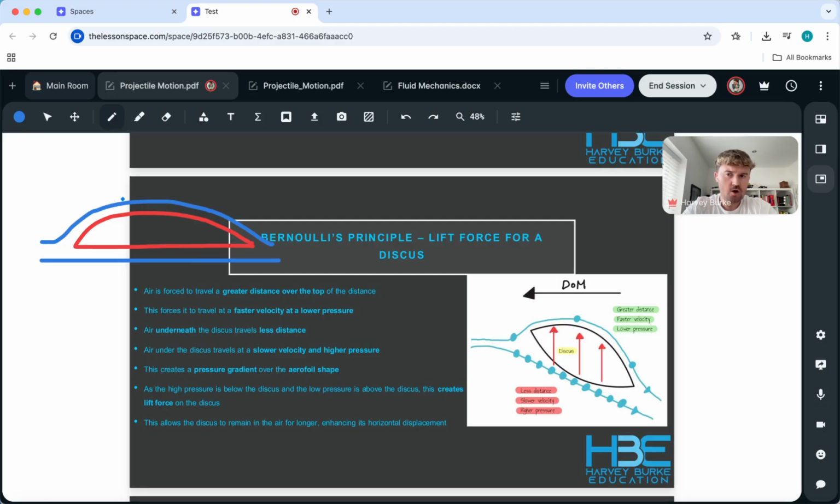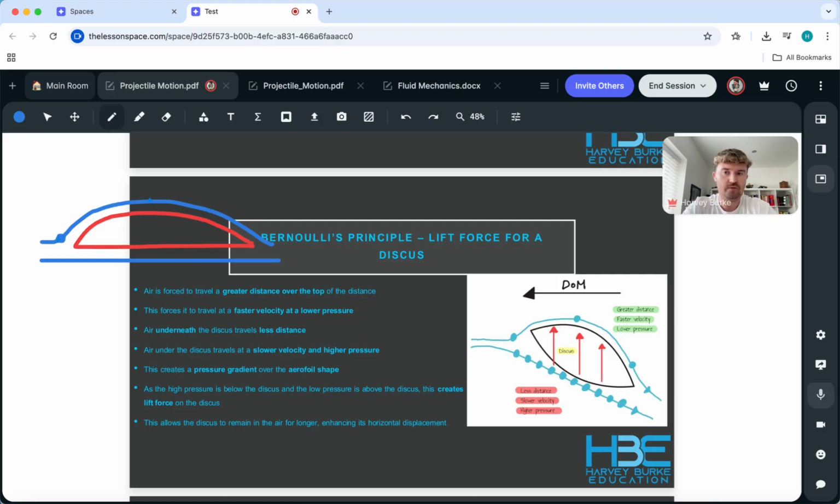And on the curved side, air is forced to travel a greater distance, and you can think of both streams of air as having to meet at the same point at the same time. So if this air is having to travel a greater distance, it's therefore going to have to travel at a faster velocity to get there.